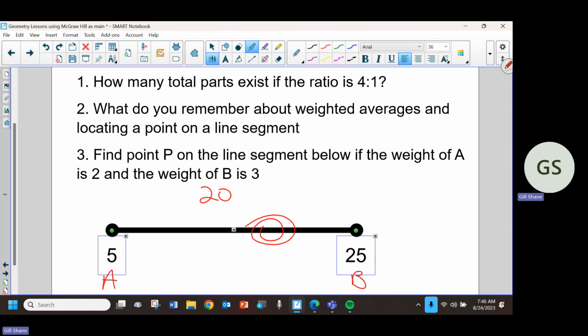So yeah, 13 is not the right answer. The left segment needs to be the longer segment because, again, you've got to think that the midpoint is going to get pulled to the heavier weight. So now I'm just going to go ahead, we've got to get moving, and do this the weighted average way.